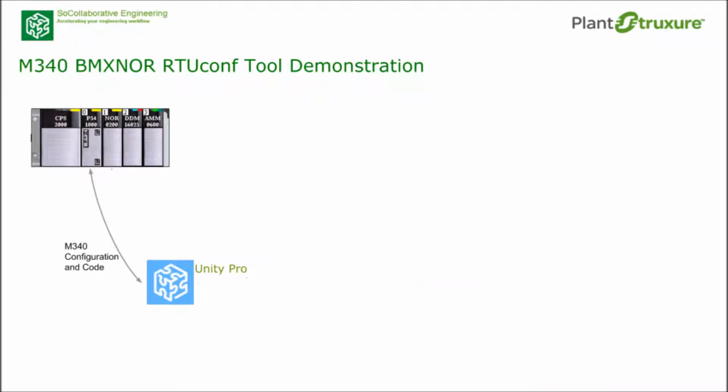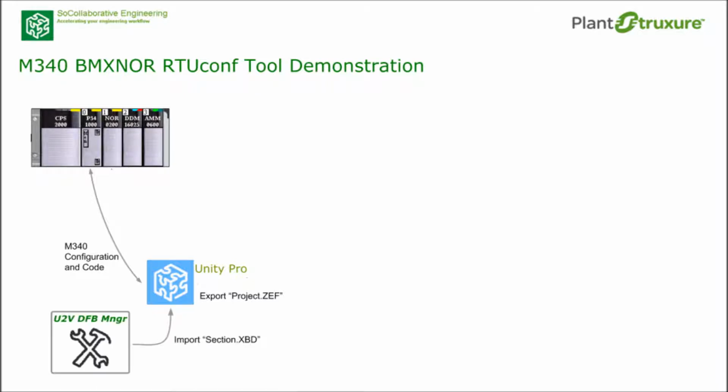So, for this simple but typical RTU application, I will begin in Unity with my MODICON M340 and its BMXNOR module. I export the application to a ZEF file, and then I will use the DFB Manager to create some code to import into the Unity project. The DFB Manager created code will include M340 hardware addressed variables via drag and drop and auto-assigned DNP3 point addresses. This will conclude part 1.